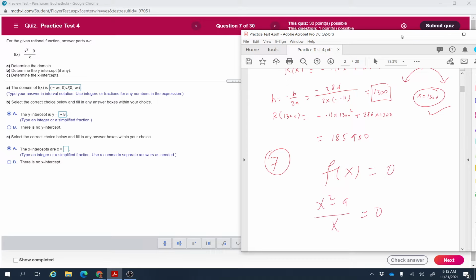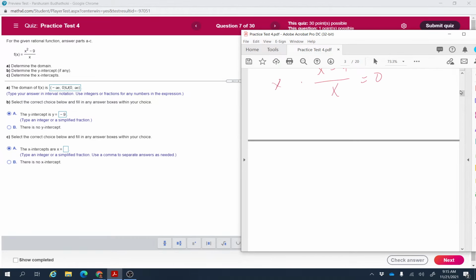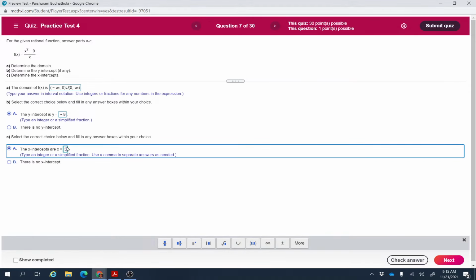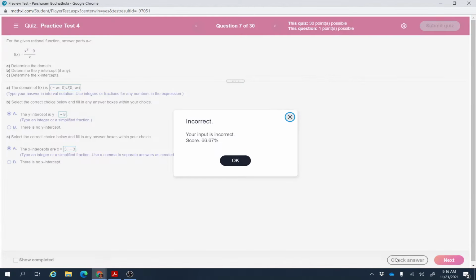Meaning this should be 0. And since you cannot have 0 on the denominator, just multiply both sides by x. By doing that, you get x squared minus 9 equals 0. If you try to solve this, it will give you two different answers, x equals 3 and -3. So that's how you find the x-intercept, 3 comma negative 3. Type an integer or simplified fraction, use a comma. So remember, you always have to read the instruction you have been given.